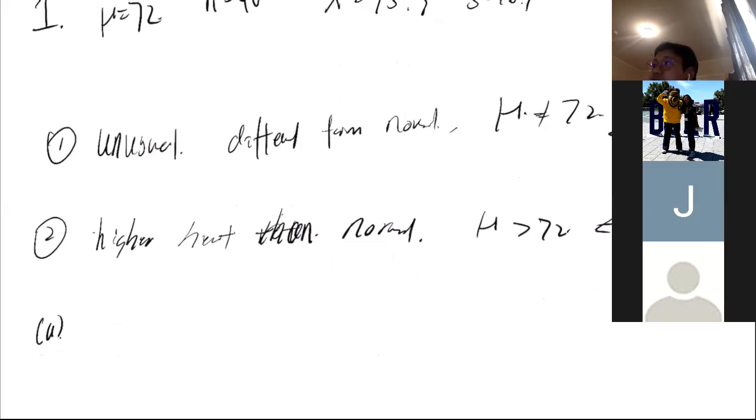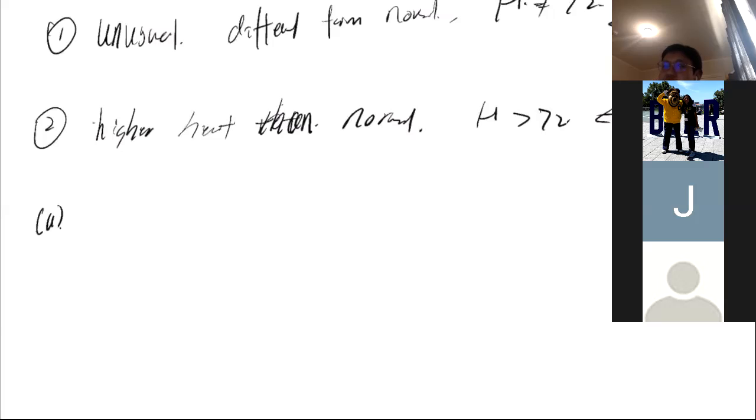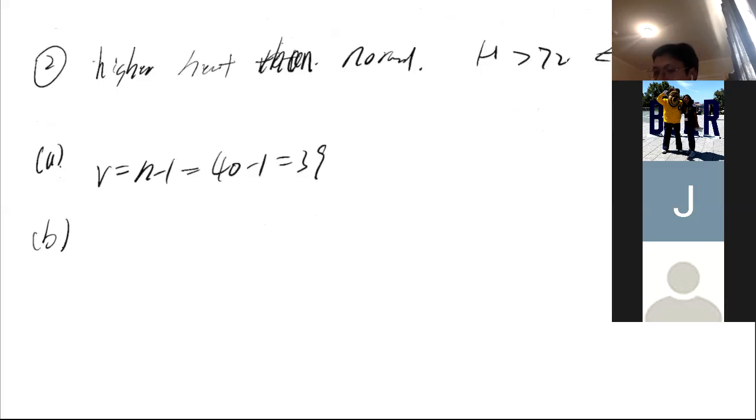So let's go to part A. Part A asks us to calculate the degree of freedom. So the degree of freedom is n-1, which is 40 minus 1, which is 39. This is how we define degree of freedom: the sample size minus 1. And then part B, we want to calculate the t statistic.